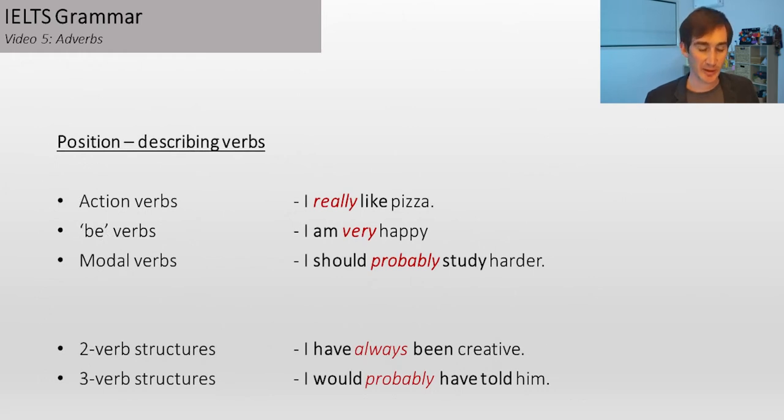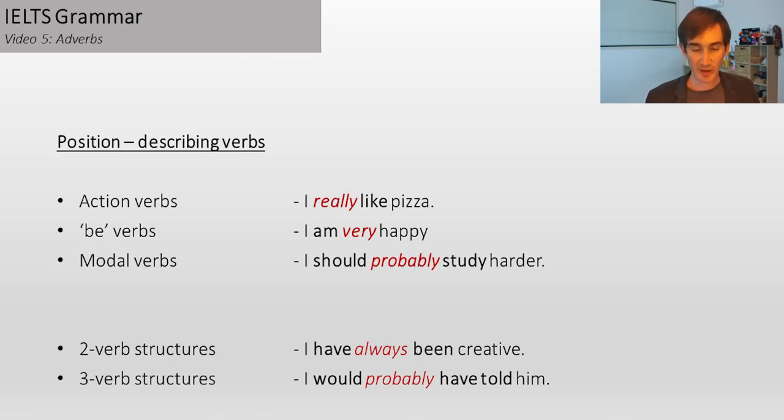Now, where do we put the adverb in a sentence? Well, the position depends on the kind of verb you're attaching it with. So what we're looking at here is adverbs describing verbs, basically. So you've got action verbs, it tends to come before the action verb. For example, I really like pizza. For be verbs, it tends to come after them. For example, I am very happy, that's after the be verb.